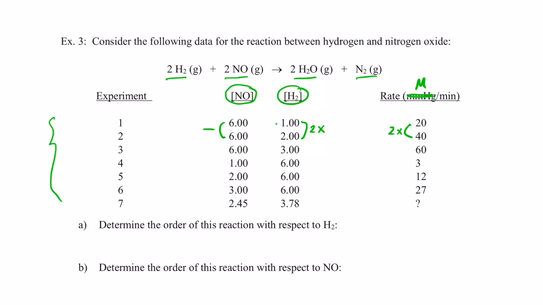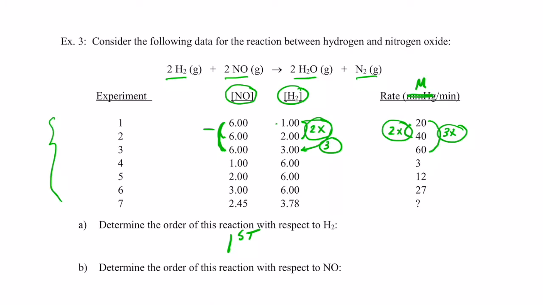Let me look at the third experiment. In the third experiment, NO is still 6.00. So between the first and the third experiment, NO concentration didn't change. But between the first and the third experiment, the H2 concentration tripled. What did the rate do between the first and the third? That also tripled. It seems to me that whatever I do to the concentration of H2, the same thing happens to the rate. Do you remember what we call that order? That's right. We call that a first order reactant.